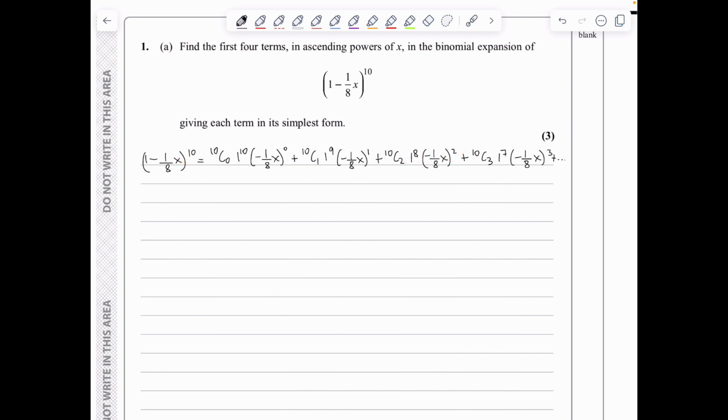If we plug this into the calculator, we get 1 minus 5 over 4x plus 45 over 64 x squared minus 15 over 64 x to the power of 3 plus dot dot dot. These are the first 4 terms in the expansion.